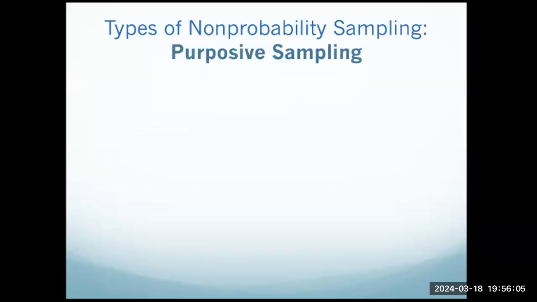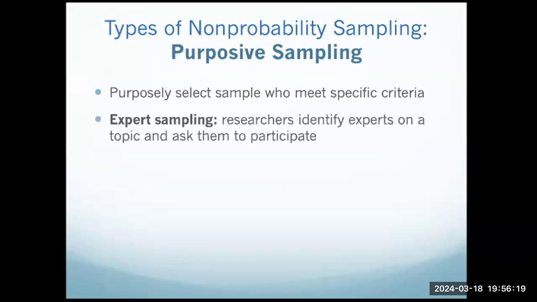Another one is purposive sampling. In purposive sampling, the people we survey are selected because they meet specific criteria. An example of this would be expert sampling. So maybe instead of just finding out who likes hockey, maybe we want to ask only NHL players, right? Maybe we're only going to ask people who are in the top 10 teams of the National Hockey League.